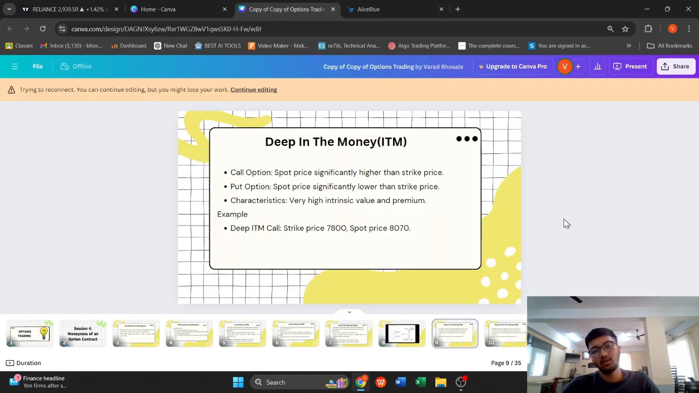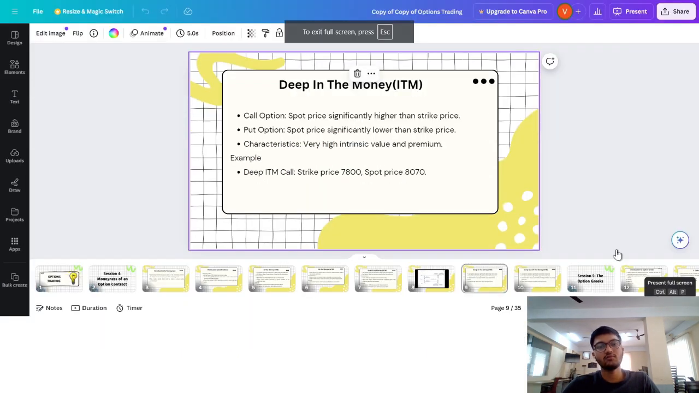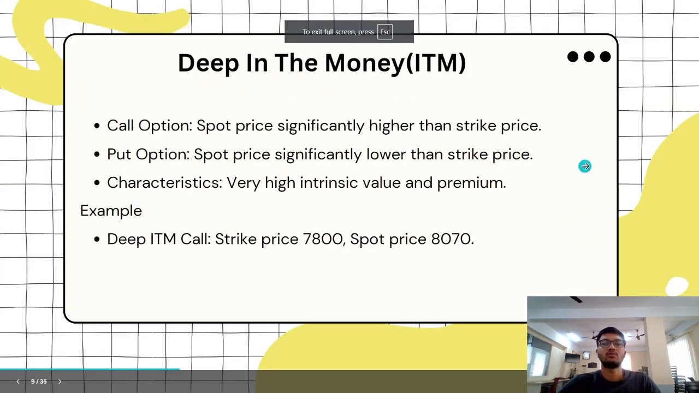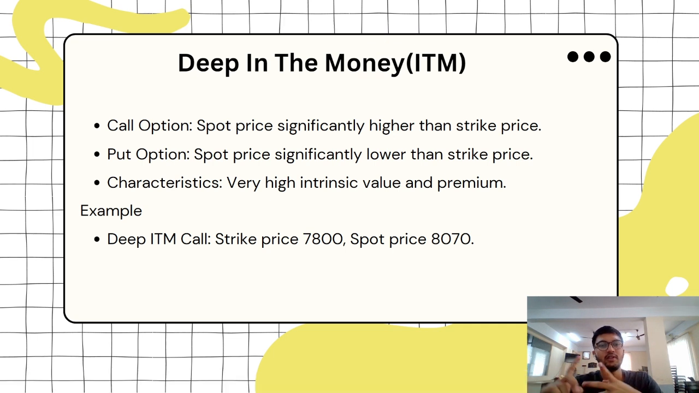Again, we'll go to the deep in the money. So spot price significantly lower than the strike price. I showed you, right, the spot price of Nifty was significantly lower than the strike price. So 24,800 was deep in the money in case of put option, and the spot price is very low compared to the strike price we were choosing. In the case of call option, the spot price is significantly higher than the strike price. So 24,350 is the current Nifty level. We were choosing 24,000. So the spot price was very high compared to the strike price.